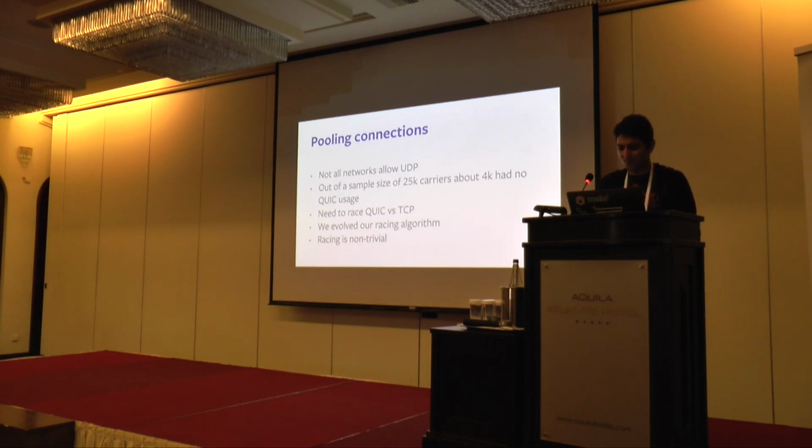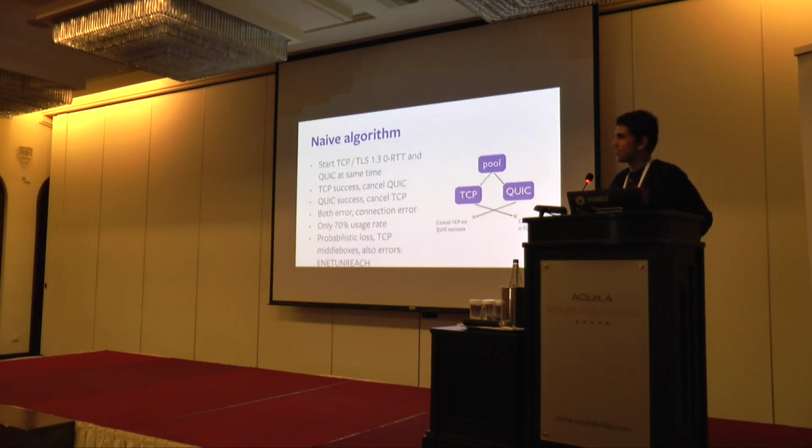So the first iteration of our approach was a naive algorithm. Well, I call it naive because we have a better algorithm now. When I'm talking about racing here, I'm talking specifically about racing TLS 1.3 0-RTT versus QUIC 1-RTT. So it's actually the same number of round trips. That's very important.